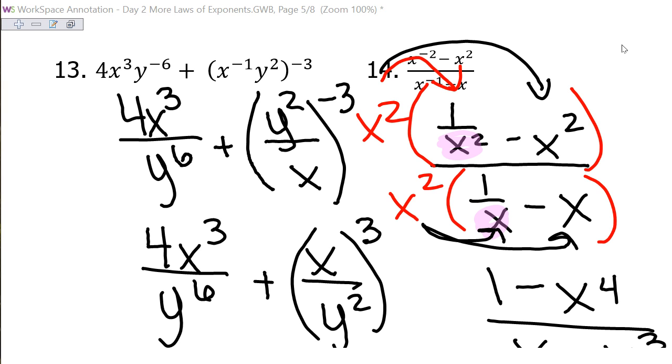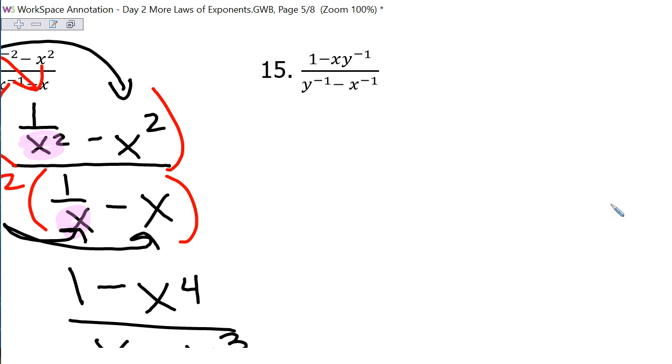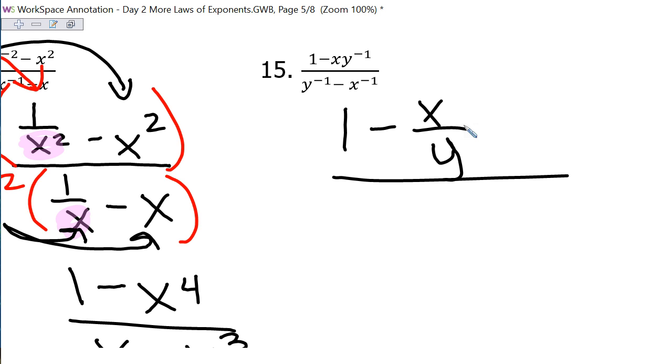Okay, number 15 is going to be kind of similar to number 14. So what's the first thing you think we should do? Yeah, the first thing we need to do is get rid of those negative exponents. So I need to rewrite them. So this will be 1 minus, and x goes to the top, y to the first goes to the bottom. How do I rewrite y to the negative 1? 1 over y. Minus, and how do I rewrite x to the negative 1? 1 over x.